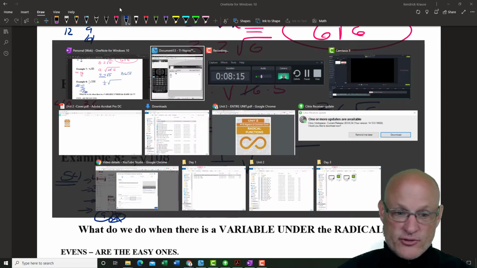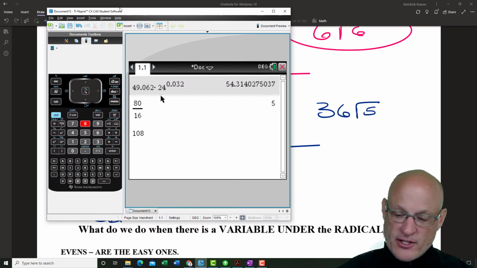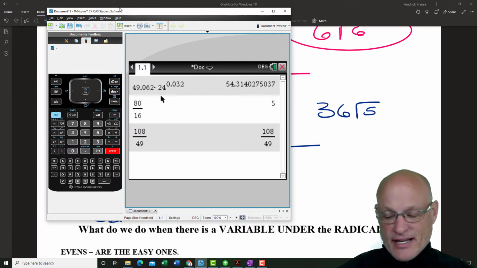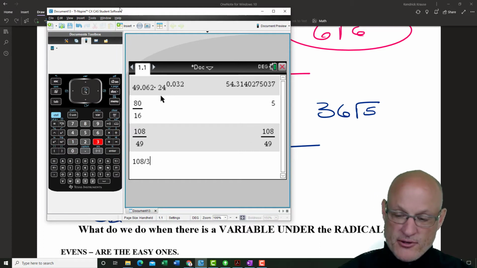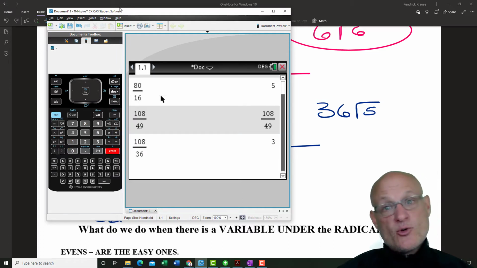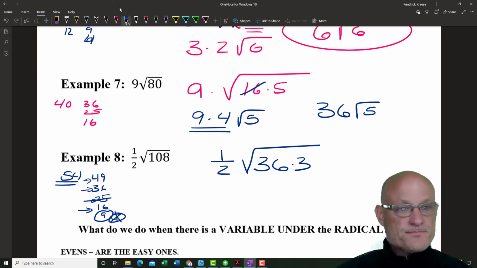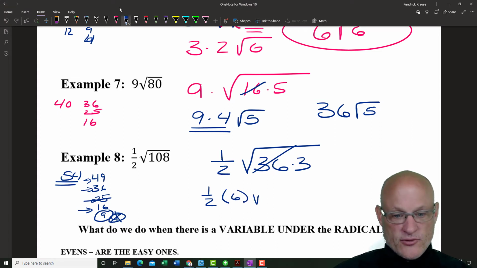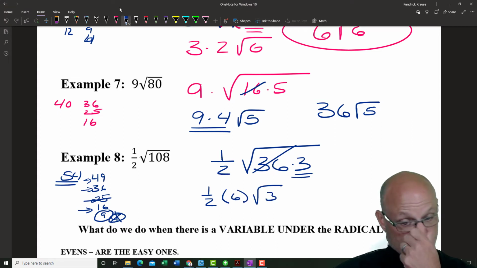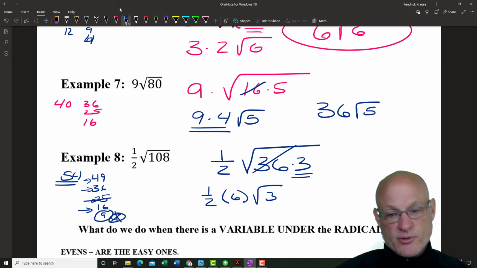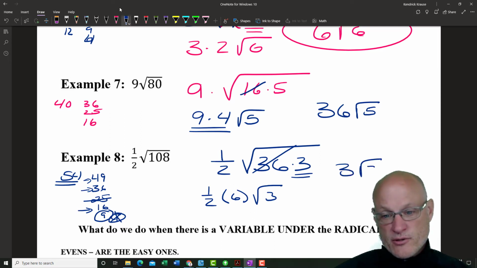So I could try all of those. I know 49 doesn't, but just for fun, divide by 49. And if it ends up with a fraction like that, you know it didn't. Then I'll do 108 divided by 36. And oh my goodness, it goes in there 3 times. You may not have known that, but that's okay. That's what the calculator is for. 36 times 3. The square root of 36 is 6. So we're going to do 1/2 times 6 square roots of 3. Notice the square root of 3 stays under. Half of 6 is 3. So this is really just 3 square roots of 3.